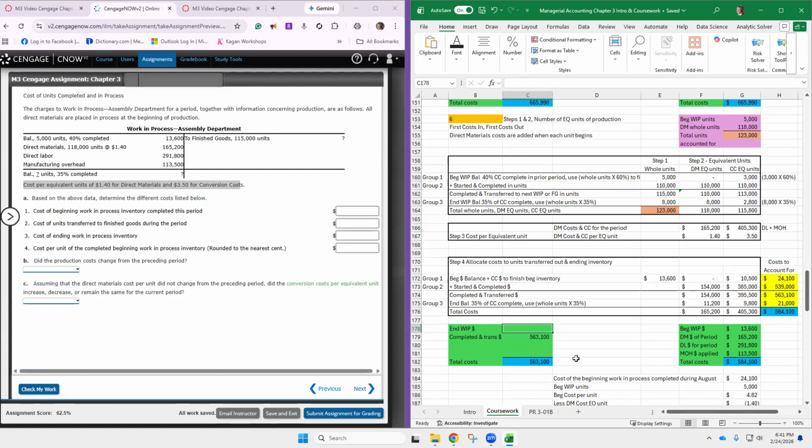Now we want completed and transferred. When you do the math, remember that's 110,000 times $1.40 and 110,000 times $3.50, and then I add across. Those are the costs to account for.